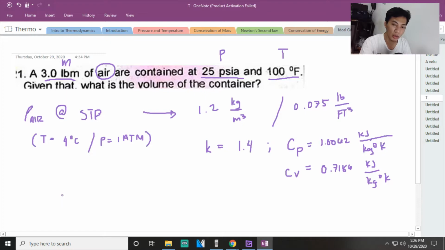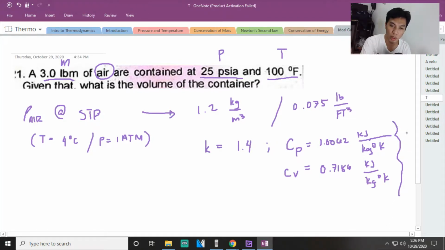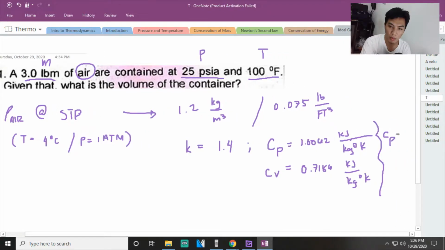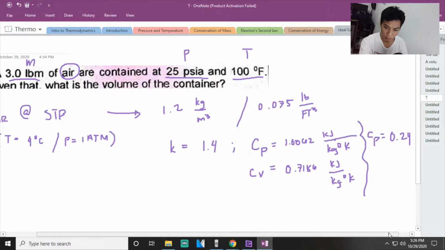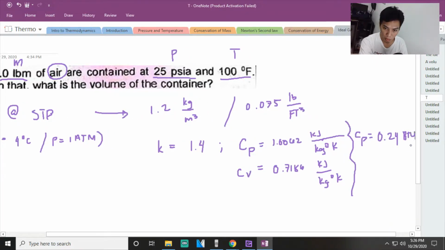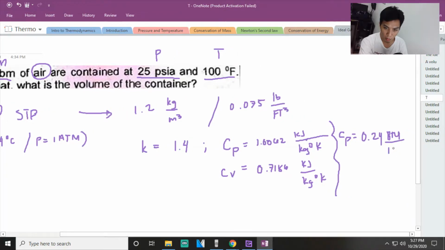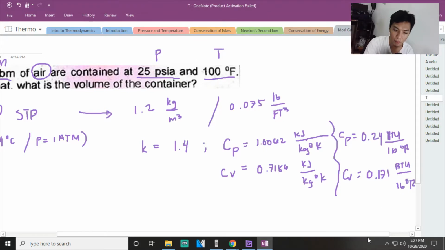Sir, ito yung SI, paano naman kapag English units? So, the CP ni air will be equal to 0.24. Anong unit, sir? BTU per pound degree Rankine. Pag CV naman, sir, lagi mas mababa ang CV. So, CV is equal to 0.171 BTU per pound degree Rankine kapag air.